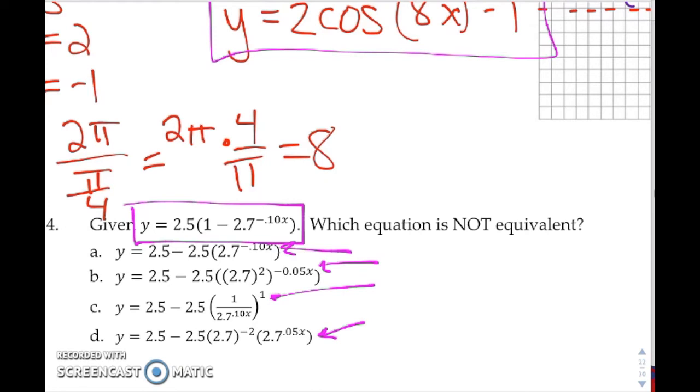So the first one, if you just distribute that out, you will get A. So that is equivalent. On the second one, we're doing a power to a power. We could multiply. Those would be equivalent. The third one, it's a negative exponent. And so we could just flip that. Those are equivalent. So I know it has to be D. But again, look at the graphs. If the graphs match, they have to be equivalent.